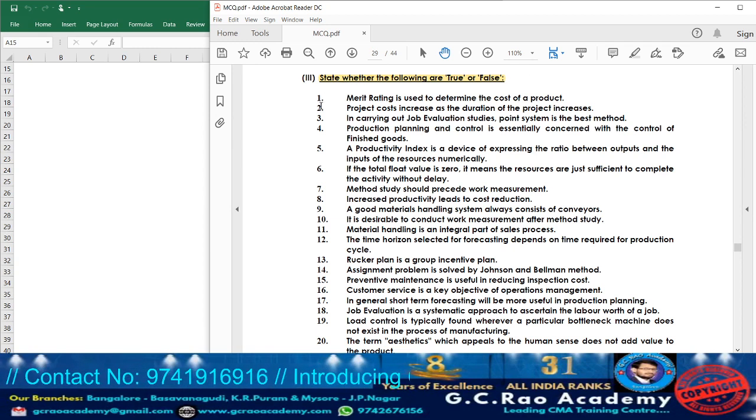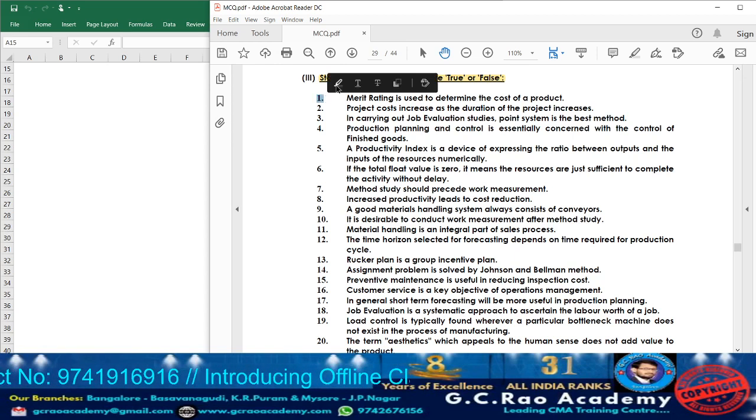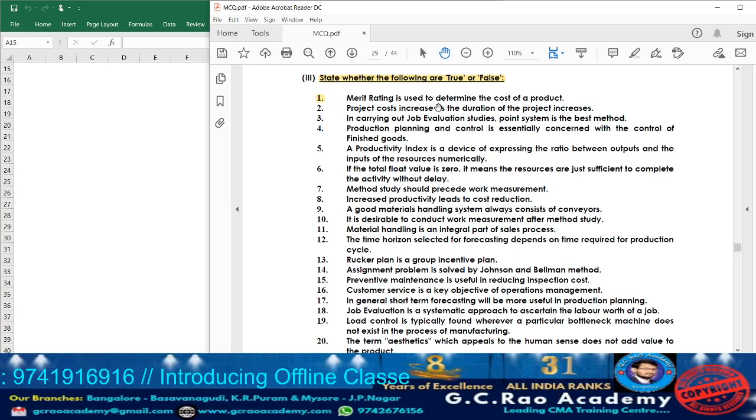Okay, first let us move on to statement 1. What they are telling: merit rating is used to determine the cost of a product. See, actually, merit rating is one of the techniques of job evaluation. But what they are telling is that it is used to determine the cost of the product. Whether it is correct? No, the statement is wrong, false.